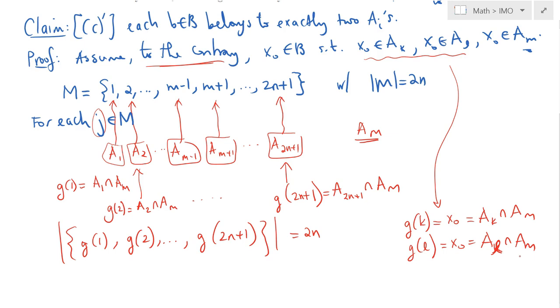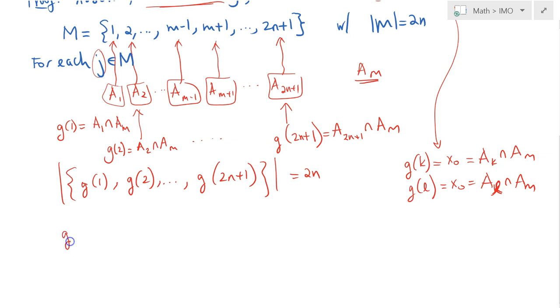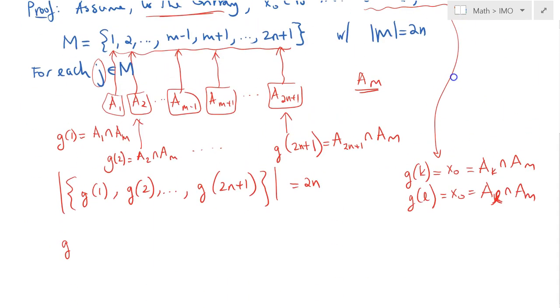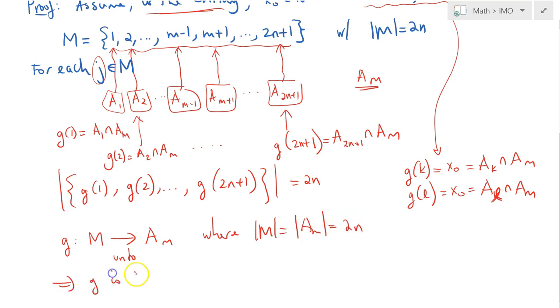But then, okay, so then this should give us the desired contradiction for the following reason. Our function g maps the 2n elements of the set M onto the whole of A sub m, right? Because A sub m has 2n elements by condition A. So this is crucial. g maps the elements of M onto A sub m, so this is onto, where both M and A sub m have size 2n. As a result, g is 1-1.